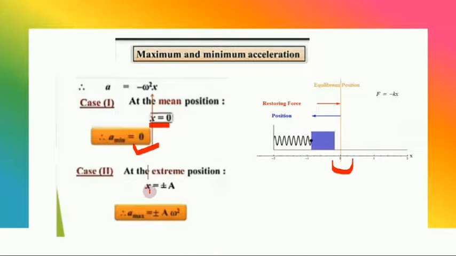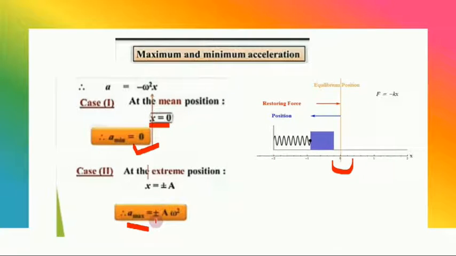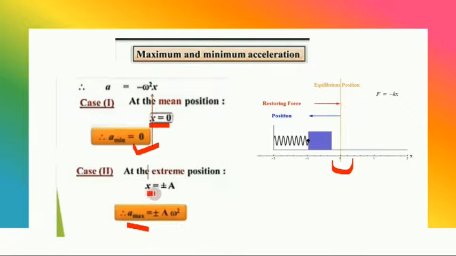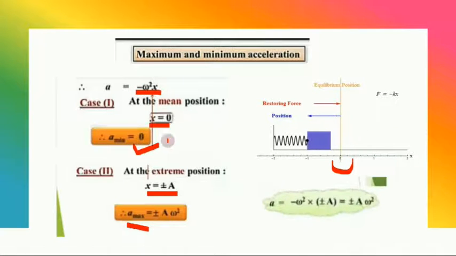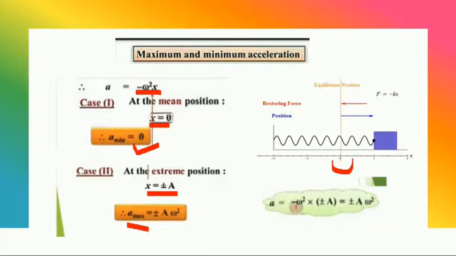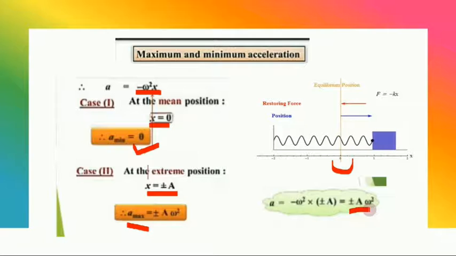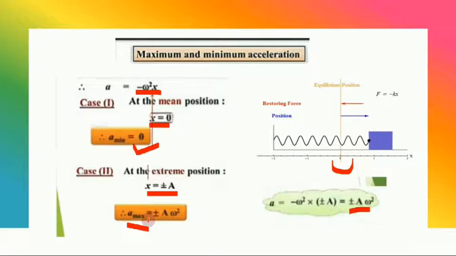At the extreme position, x is equal to plus a, which is the amplitude, and x is equal to minus a on the other extreme position. Therefore the maximum value of acceleration is plus minus a omega square if we put the value of x equal to plus minus a in the equation of acceleration. Therefore acceleration is equal to minus omega square multiplied by plus minus a, or plus minus a omega square. So this is the maximum and minimum value of acceleration. Minimum value is 0 and maximum value is plus minus a omega square.